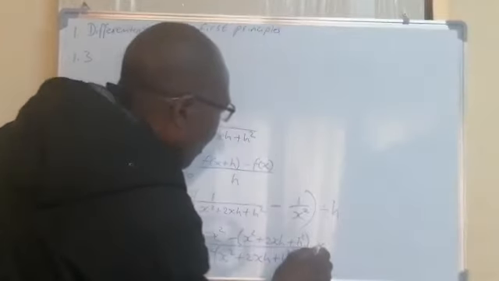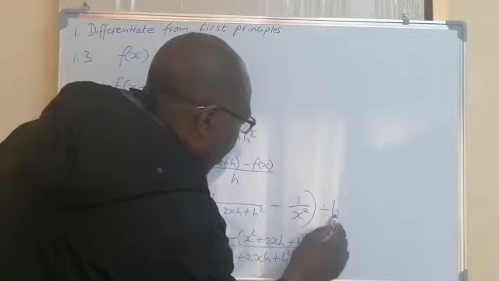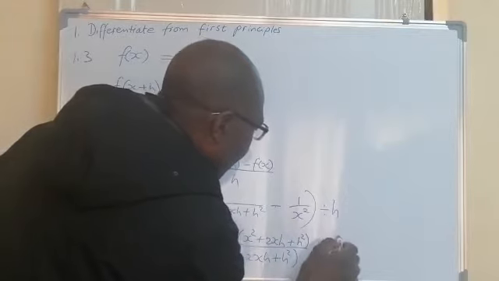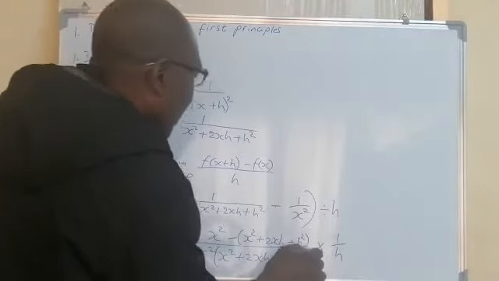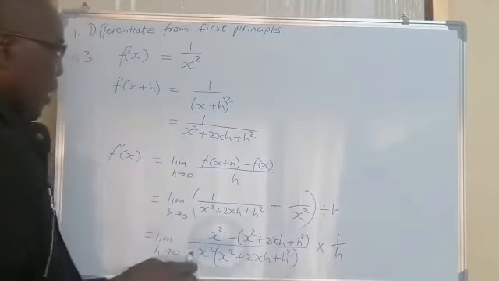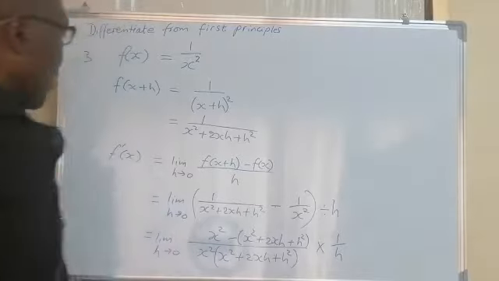Remember, all this is divided by h, and we say times. The moment you introduce a multiplication sign, this h is over 1. We turn it upside down, it becomes 1 over h. The line on its own is a bracket. Everything is together.